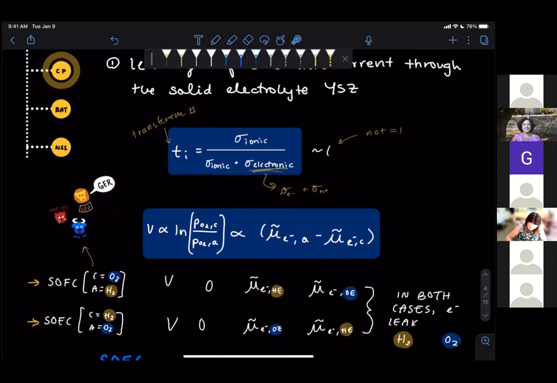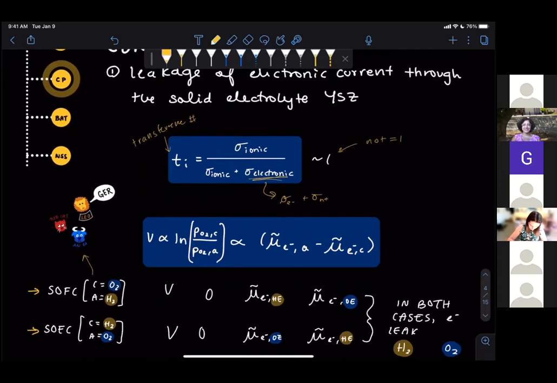And so if we take a look at the solid oxide fuel cell and solid oxide electrolyzer cell, we can analyze what our potential looks like. For the case of the solid oxide fuel cell, our cathode is the oxygen electrode, and our anode is the hydrogen electrode. And so basically the oxygen electrode is going to have a higher partial pressure of O2 than the hydrogen electrode. And so in this case, you find that the potential is greater than 0, opposite in the case of the solid oxide electrolyzer cell.